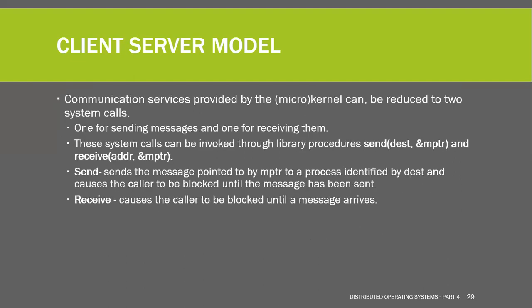The communication services provided by the kernel can be reduced to 2 system calls, one for sending messages and one for receiving them. These system calls can be invoked through library procedures send and receive. Send sends the message pointed to by M pointer to a process identified by the destination and causes the caller to be blocked until the message has been sent. Receive causes the caller to be blocked until a message arrives.